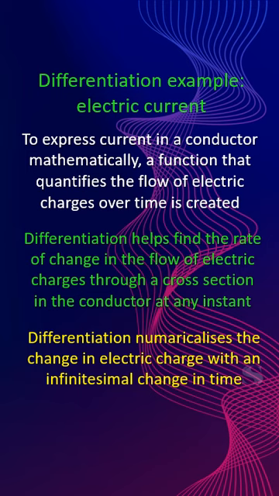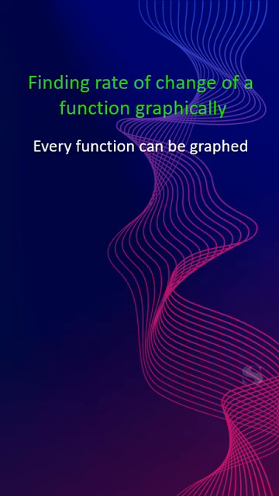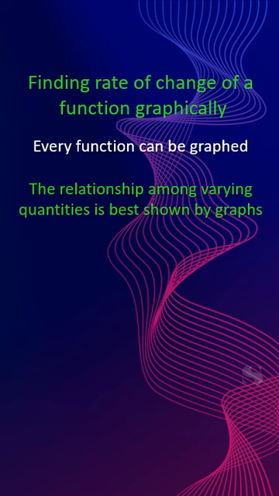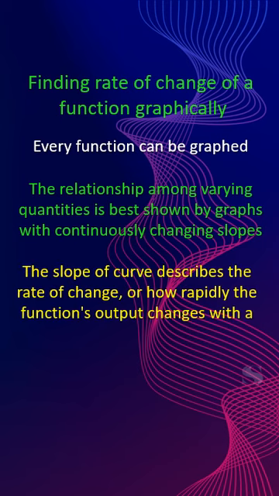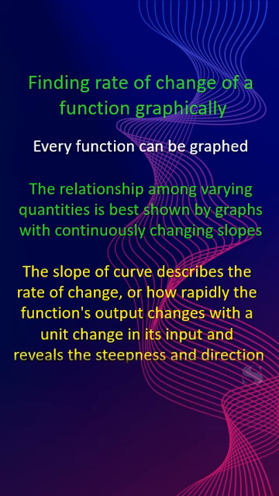If I is the electric current, Q is the electric charge, and d by dt is the change in the electric charge function over a very small change in time, then mathematically, I equals dQ by dt. Graphing is possible for every function. The relationship among varying quantities is best captured graphically by curves that show continuously changing slope. The slope of a line or a curve of a graph of a function describes the rate of change of the function. That is how rapidly the outcome of a function changes with a unit change in its inputs at various points in its domain, and tells about the steepness and direction of the lines and curves.